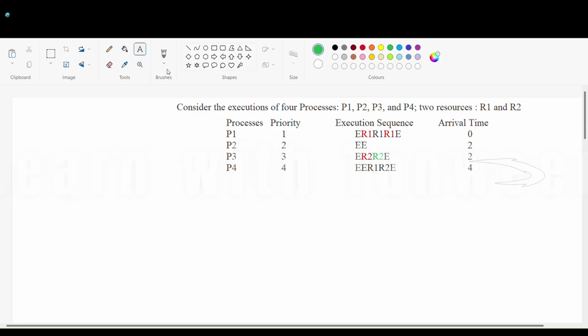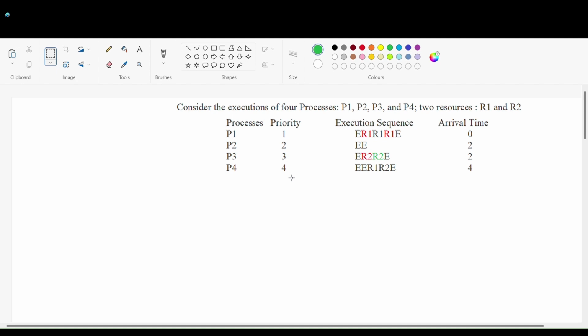This is another example of the deadlock. Consider the execution of four processes P1, P2, P3, P4. There are four processes in the system and two resources R1 and R2. Clear? Processes P1, P2, P3, P4 have priorities given.